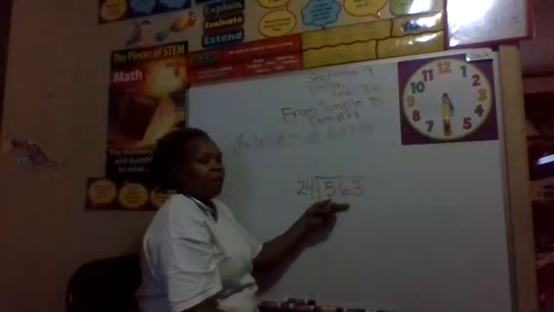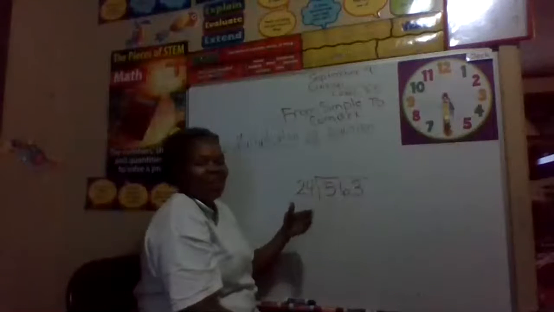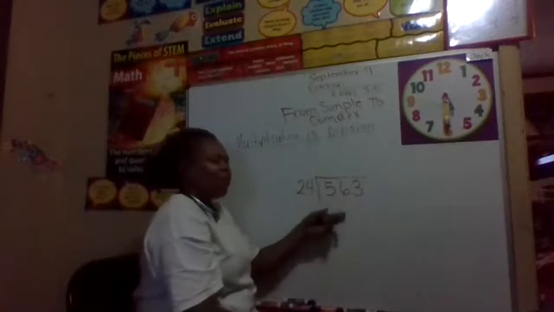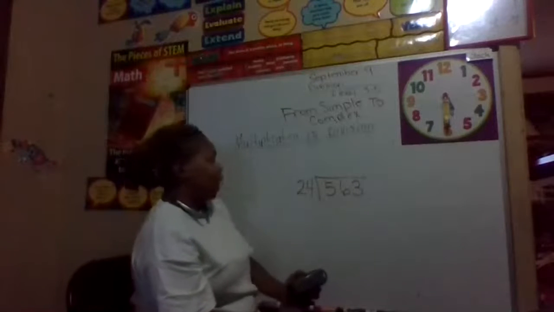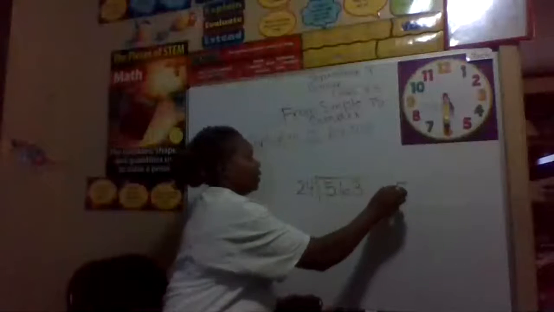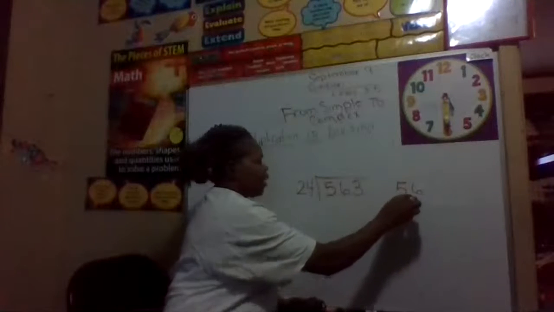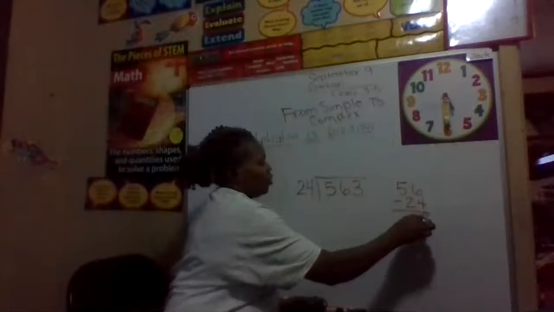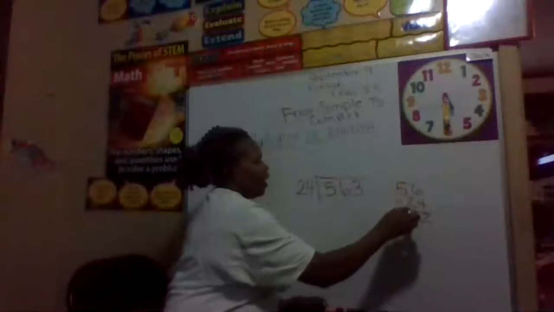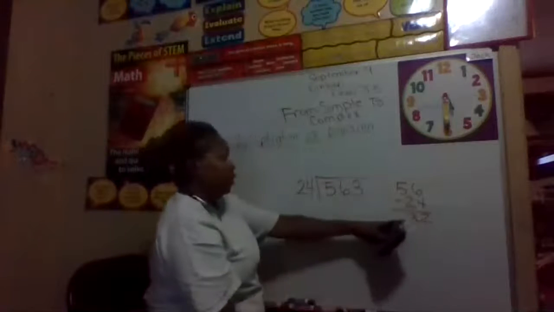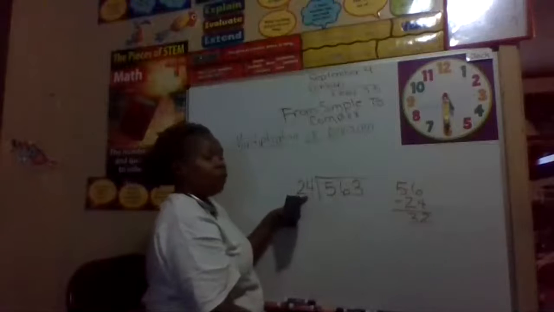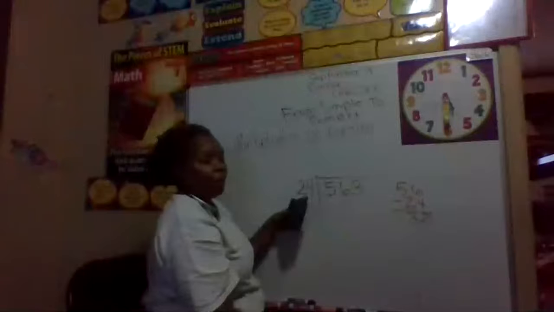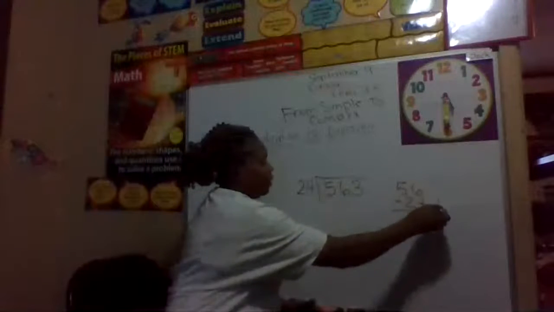Can we put 24 into 56? Yes. How many times can we put 24 into 56? 1. Let's see. Let's take the 56 and subtract the 24 from it. 6 minus 4 is 2. 5 minus 2 is 3. We have 32. But this number is 24, so I think we can put it in there one more time. So this is one time.